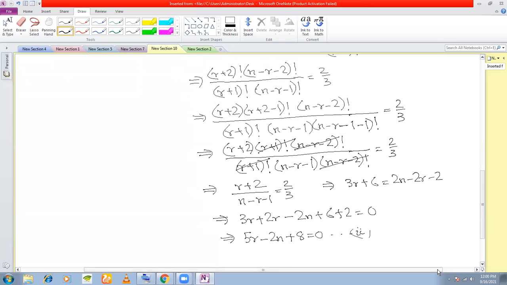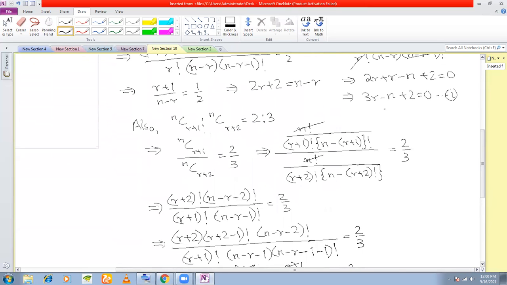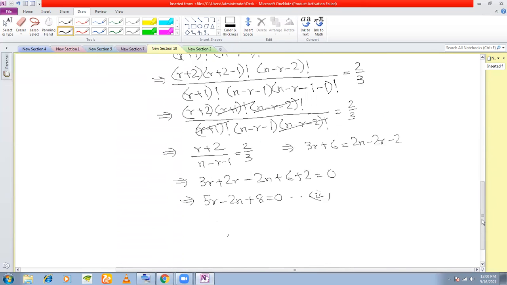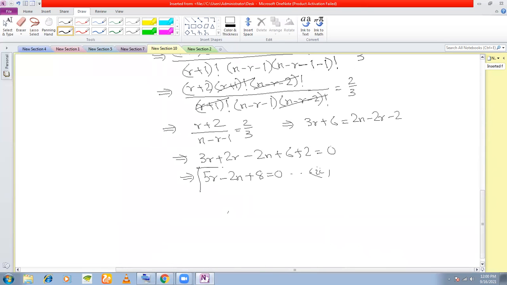So equation number 1 we had got here. This is our equation number 1 and this is our equation number 2. You solve these two equations simultaneously. You get n is equal to 14 and r is equal to 4.